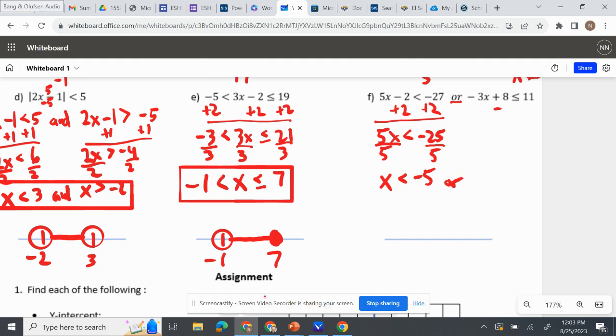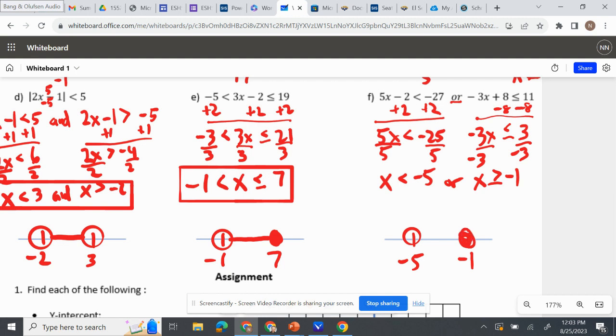For the next one, I subtract the 8, and that gives me -3x is less than or equal to 3. Then I'm going to divide by -3. And when I divide by -3, remember the inequality switches, so it becomes greater than or equal to -1. So I have the -5 first, I have the -1 second. This is open, this is closed, goes to the left, and this one goes to the right.